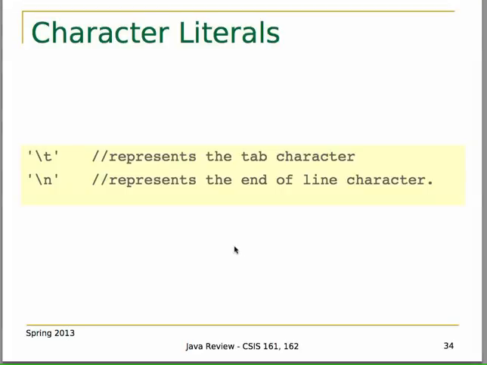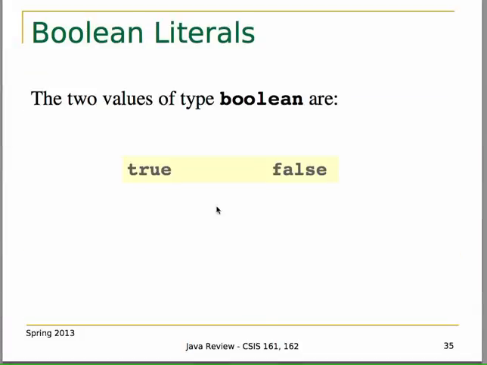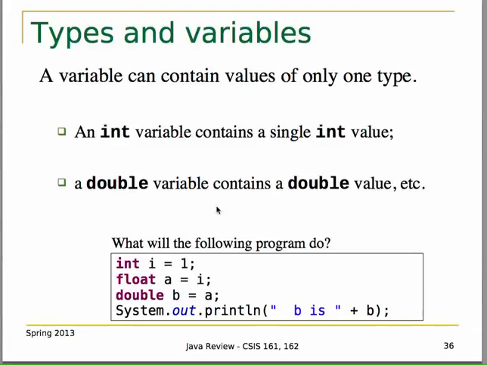Okay, there are other things that are useful for formatting, like \t represents the tab character. If you want to line up stuff into columns, then you would use \t. \n represents a newline character or end of line character and gives you a new line of output. There are Boolean literals like true and false. They have the obvious meanings, and I'm hoping that you've seen all of that.